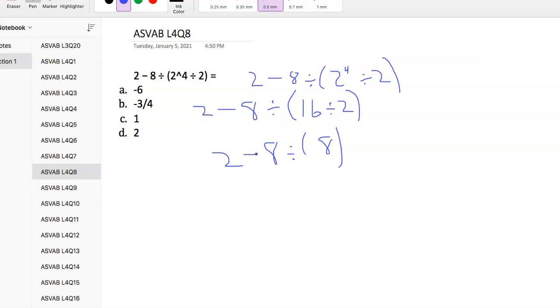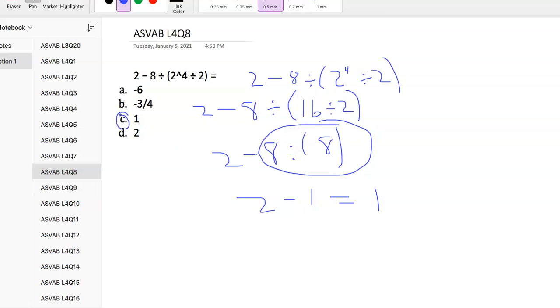Okay, so this is a good one though, in that it could be tempting to do this in a different way, right? It'd be tempting to just go left to right from here, where you go 2 minus 8 is negative 6 divided by 8, and you got negative 3/4, and we do have negative 3/4 as an answer, right? But what you're really supposed to do is division first. Remember, it's PEMDAS, so the D is before the S. So 8 divided by 8 right here is 1. 2 minus 1 is 1. Answer choice C.